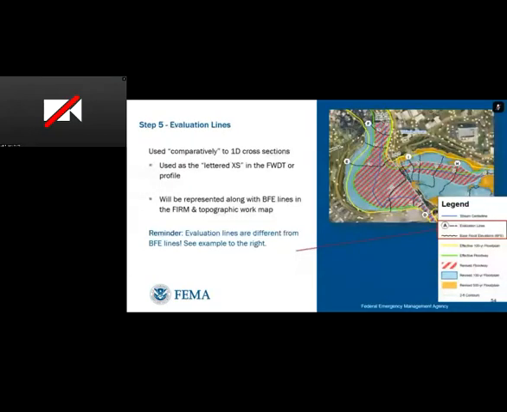And then, as we mentioned, we want our evaluation lines on both the FIRM and the topographic work map, and these are going to be, as mentioned, really your new 1D cross sections. So these are what are now referred to as our lettered cross sections in all of these attachments, our floodway data tables, etc. So these will be represented along with BFE lines. They do not replace BFE lines. Just as you would have in a 1D scenario, you have your regular BFE lines throughout, and then your lettered evaluation line.